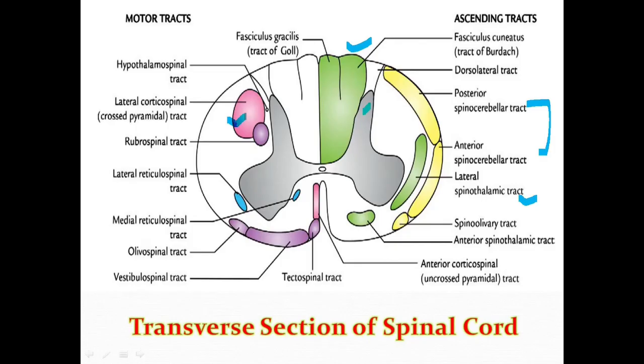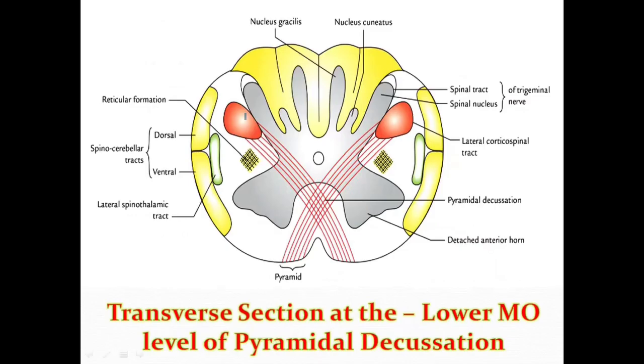Here we ascend into a higher cut section, into the medulla oblongata. I'm going to explain the cut section at the lower part of the medulla oblongata, which we could name as the level of pyramidal decussation. Now as before we had the anterior, lateral, and posterior gray horns, but now they will be detached and swollen. Here the posterior horn will be swollen and detached and forms an extension.